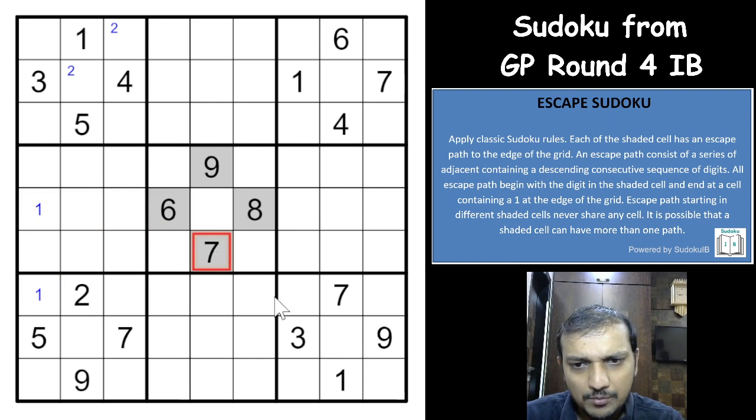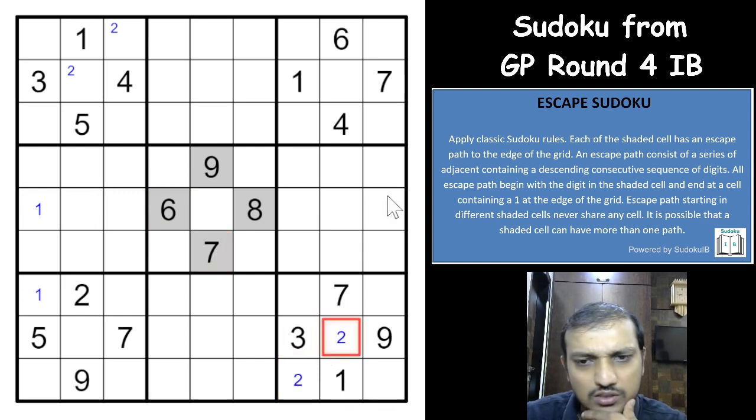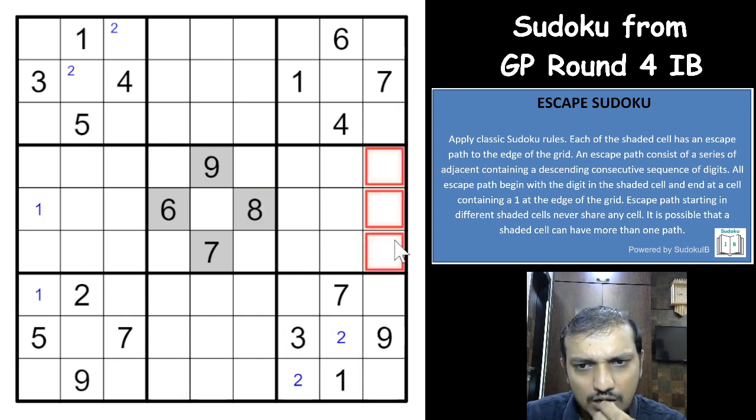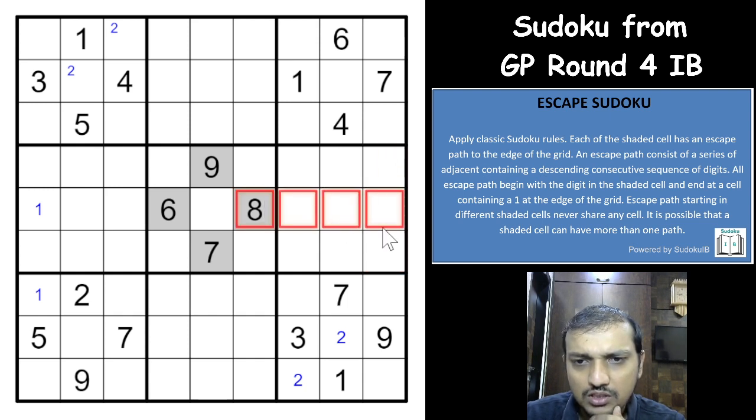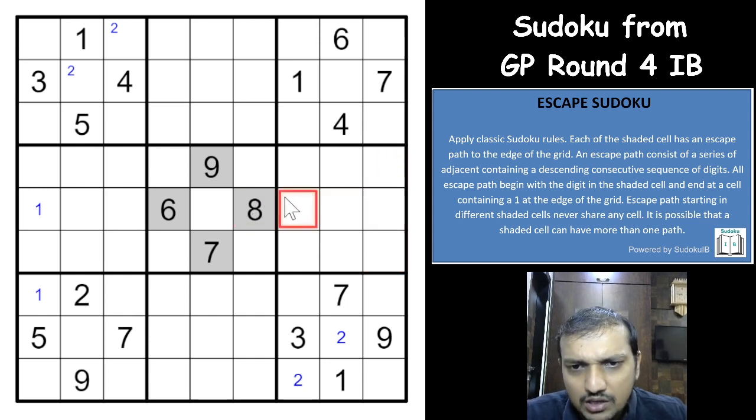For this 7, it would have to be this one, right? So you need to have a 2 somewhere here in these 2 cells. For this 8, 1 would have to be in one of these 3 cells only. So let us see the counting logic here. 8, 7, 6, 5, 4, 3, 2, 1.